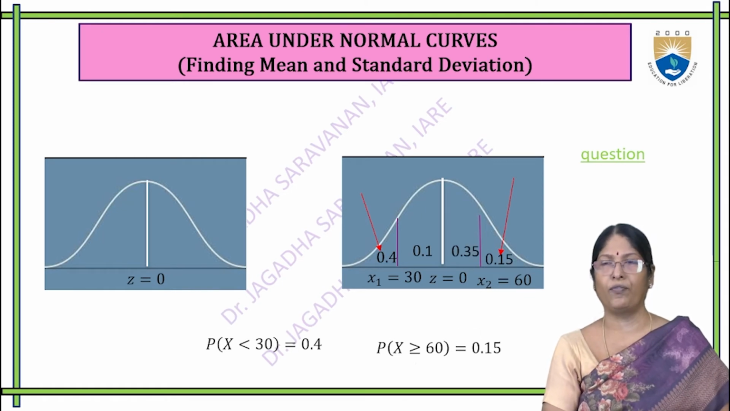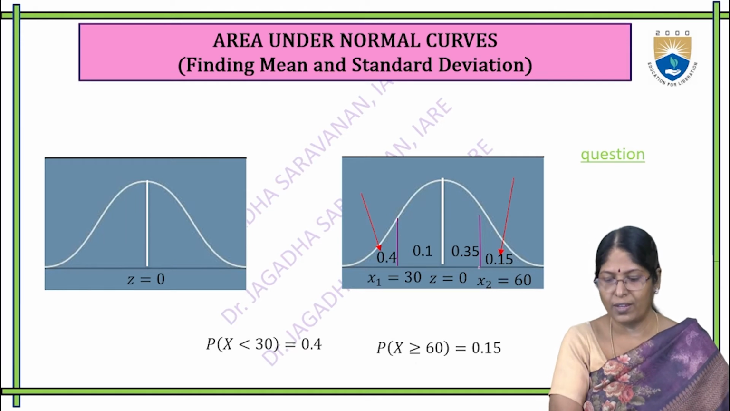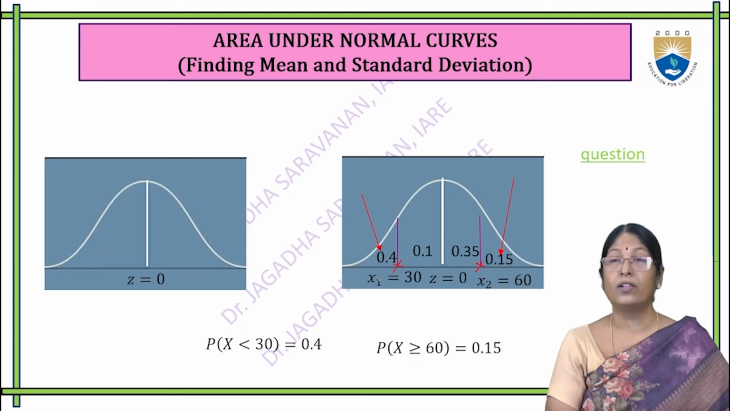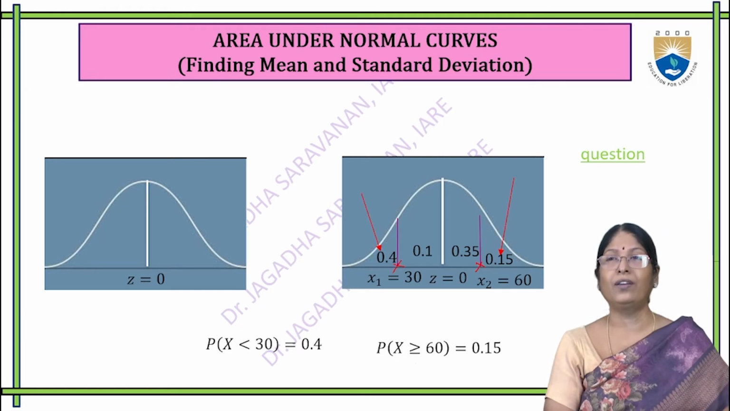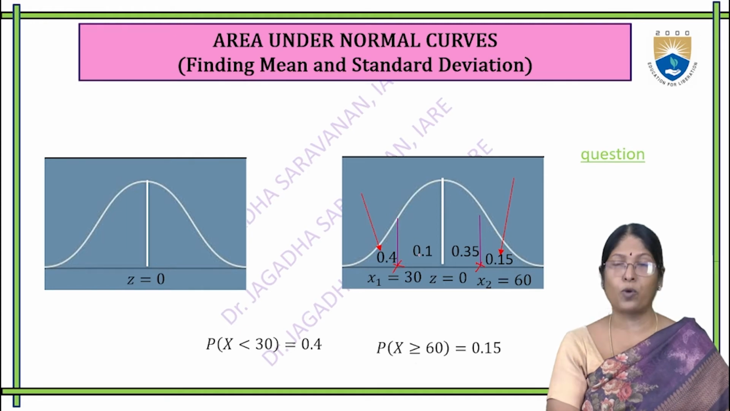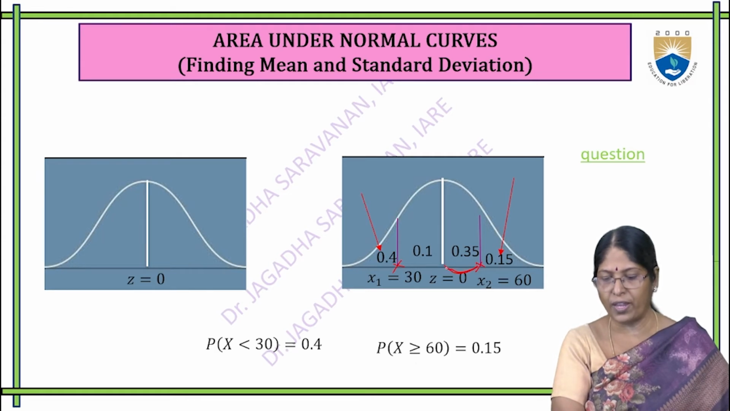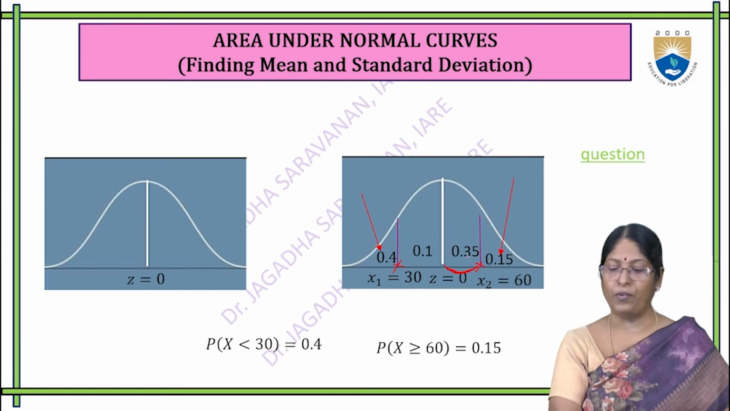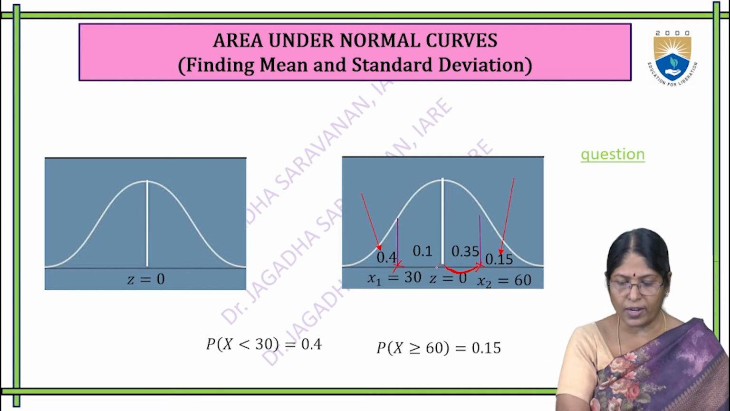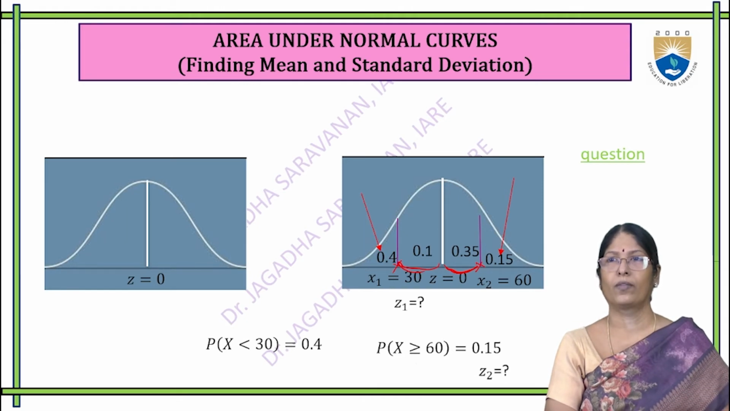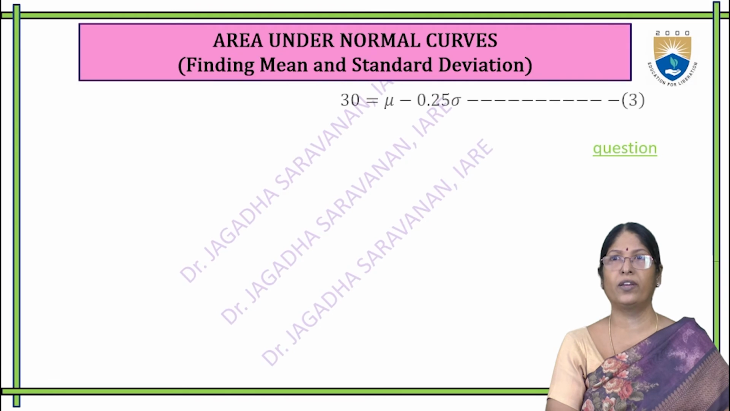So 0.35. Now we need this, our Z2 point and this our Z1 point. How to do it? With the help of the normal table: here the area 0.1, here the area is 0.35, from here to here the area. The area is given, we will find what Z2 is. Here it is given what Z1 is. Now we can see it more clearly.